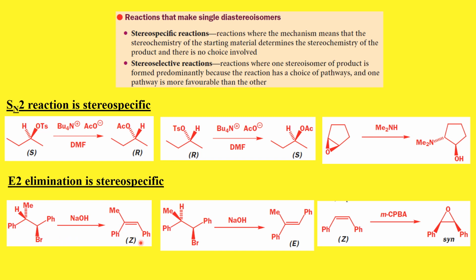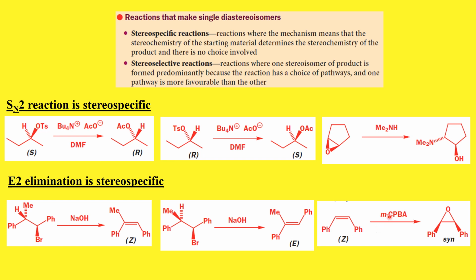Then what we get is the Z product. And when we get the E product, in this case they are anti-periplanar. In this case, we need to bring this phenyl group to the cis position. Only then can this hydrogen and bromo be anti-periplanar to each other.